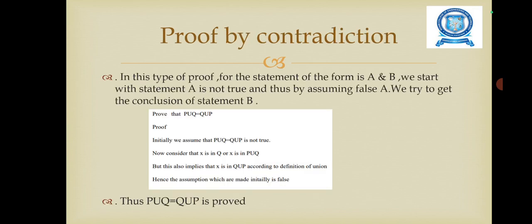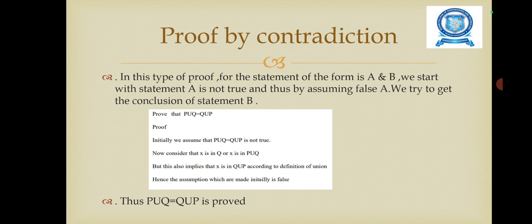Next, we are going to see proof by contradiction. In this type of proof, for a statement of the form A and B, we start with the statement that A is not true, and by assuming it false, we try to get the conclusion of statement B. Here it is impossible to reach statement B. We contradict ourselves and accept that A is true.